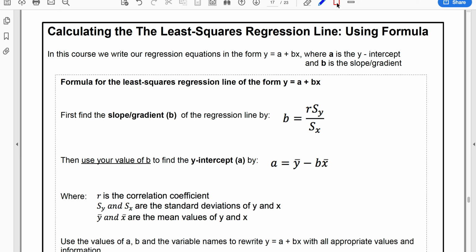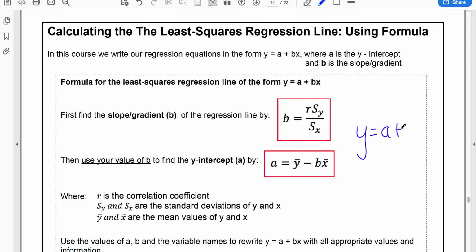As you can see, there are two formulas. There's one to find B and there's one to find A. You're probably wondering, well, what is B and what is A? Whenever we have the equation of a straight line, we have two things that we need to know. One is called the y-intercept, which we call A, and the other is called the slope or the gradient, and that's B. Every time you're trying to find an equation, you're trying to find those two things.